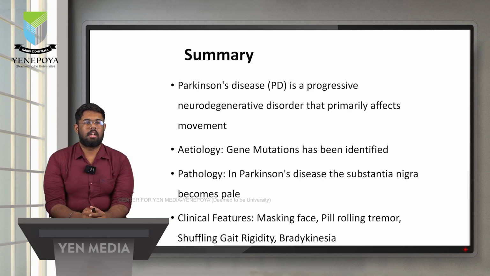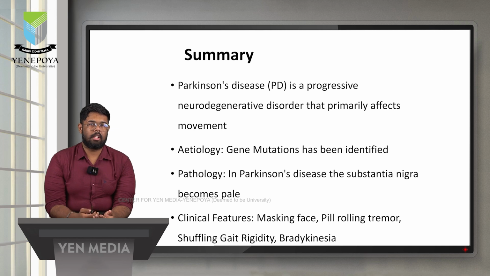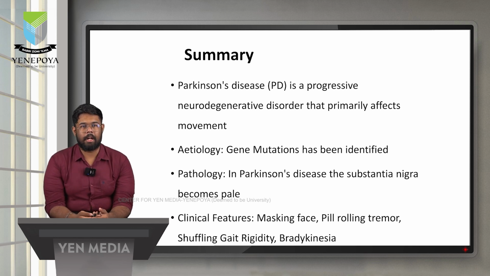So, the summary is: Parkinson's disorder is a progressive neurodegenerative disorder that primarily affects movements. In etiology, we have seen that no definite cause is known, but gene mutation has been identified. Pathology in Parkinson's disorder includes the substantia nigra, where the cells become pale and the dopaminergic neurons are lost, so that you will have coordination and movement disorders. Clinical features are masking of the face, pill rolling tremors, shuffling gait, rigidity, and bradykinesia. This is an overall view of Parkinson's disorder.